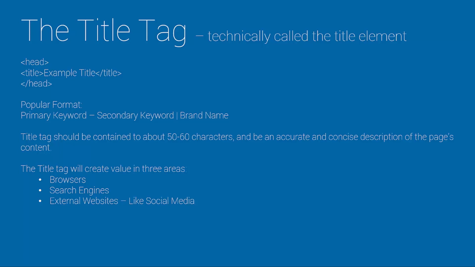If you're using the Open Graph meta tag, you can tell Facebook to use a different title for the item being shared. But for the most part, you're going to want to create a nice, concise description of the page's content, around 50 to 60 characters, and then that will show up nicely in Google and will add some value to your website.